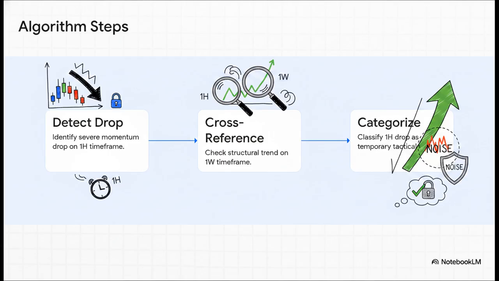But step 2, the system instantly cross-references this drop against the structural trend on the much larger 1-week time frame. And step 3, if that 1-week trend is still highly positive, the algorithm categorizes that 1-hour drop as nothing more than temporary tactical noise. This multi-time frame architecture is a lifesaver. It fundamentally protects a strategist's macro view from everyday intraday panic.